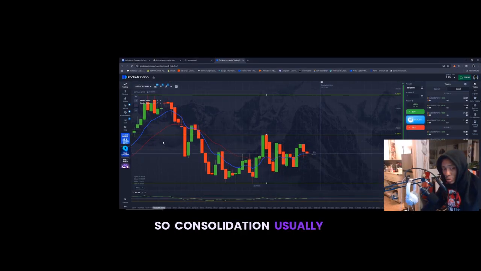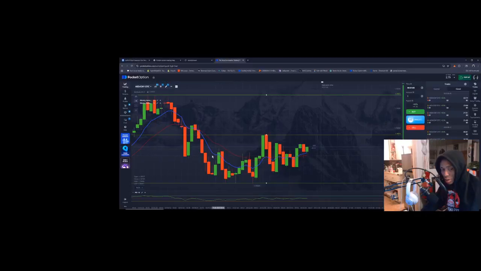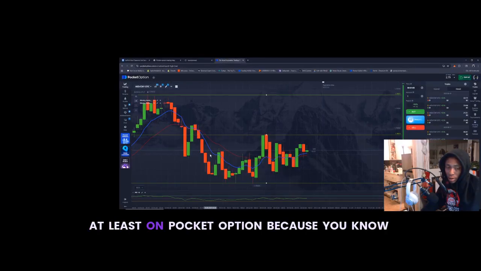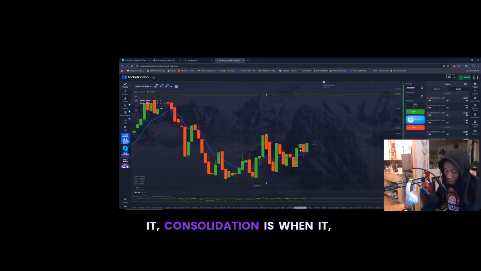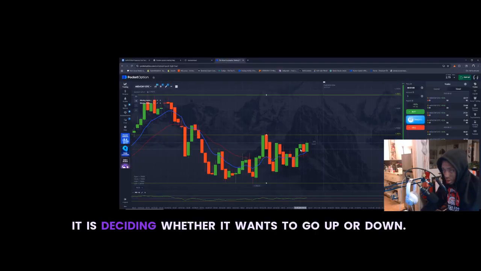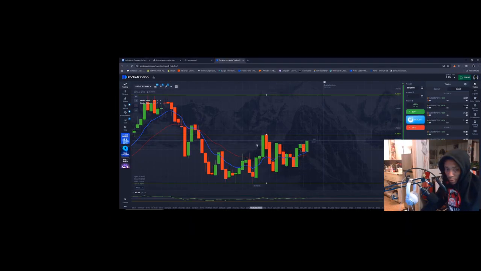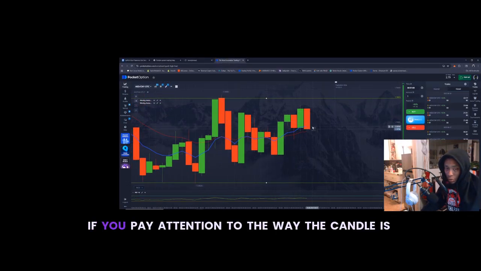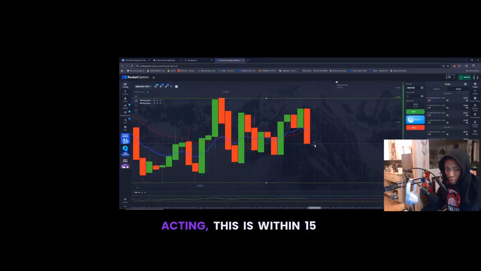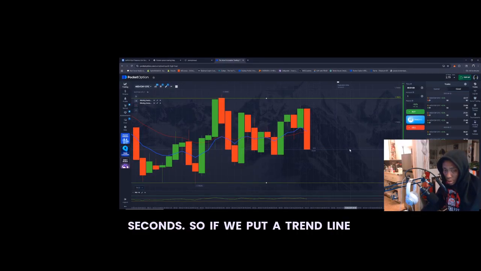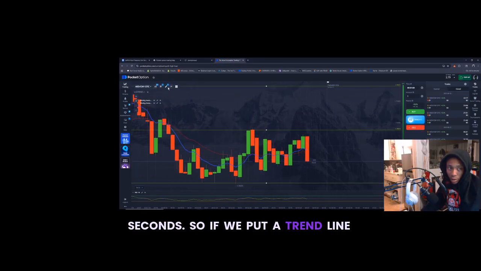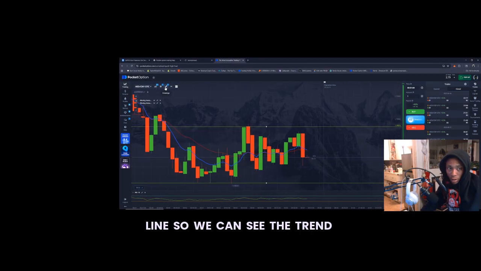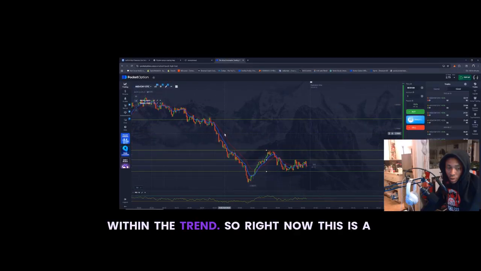So consolidation usually is tricky when it comes to trading, at least on Pocket Option, because consolidation is when it is deciding whether it wants to go up or down. So right now, if you pay attention to the way the candle is acting, this is within 15 seconds. If we put a trend line, because we can zoom in and zoom out with trend line, we can see the trend within the trend.